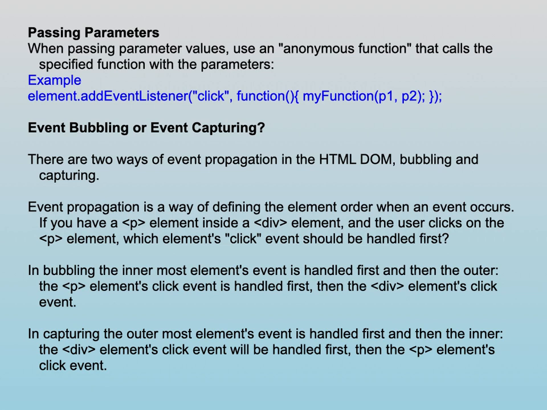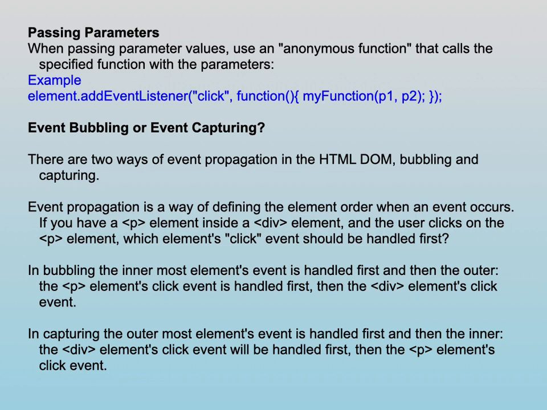So when passing parameter values, you can use an anonymous function. So my function is there, so that is to be invoked from a function without any name that calls a specified function with the parameters p1 and p2 in this case.